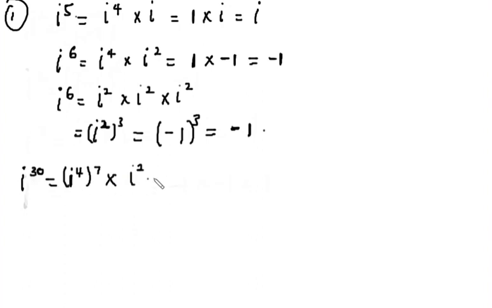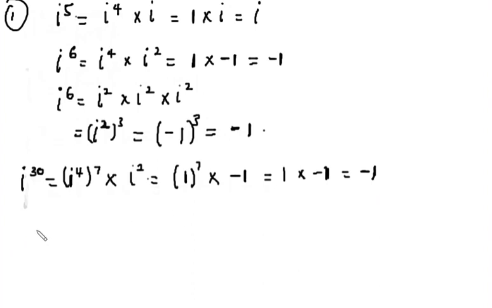Okay, so we know that i to the power of 4 is 1, and 1 to the power of 7 is 1, times i to the power of 2, which is negative 1. So 1 times minus 1 is equal to minus 1. This means that i to the power of 30 is minus 1.